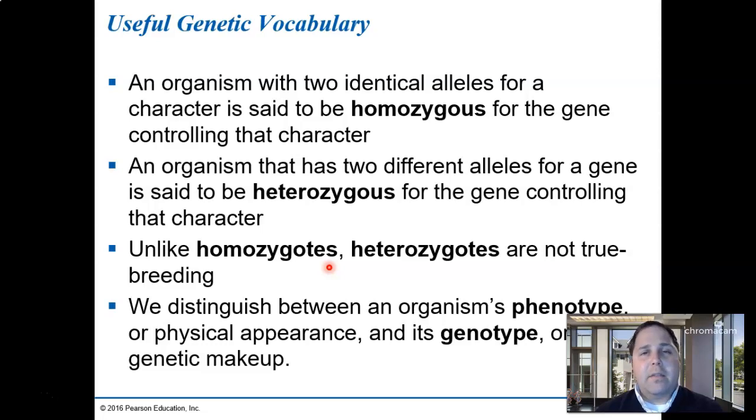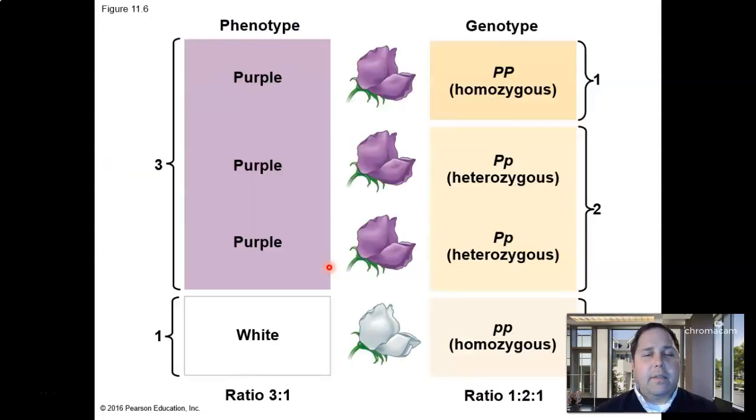As we think about these descriptions of genes, the genotype is going to be talking about which alleles an organism has, while the phenotype will describe its physical appearance, what it looks like. So you can have two different genotypes, homozygous dominant or heterozygous, that give you a purple flower, but there's only one phenotype there, and that's purple flower. So phenotype is going to describe what you see, genotype is going to describe the alleles.